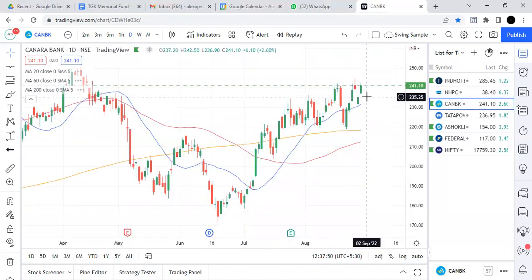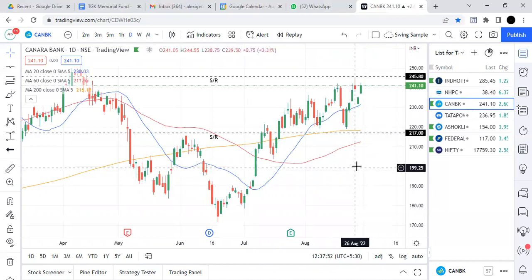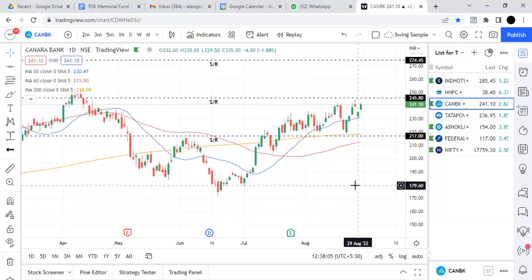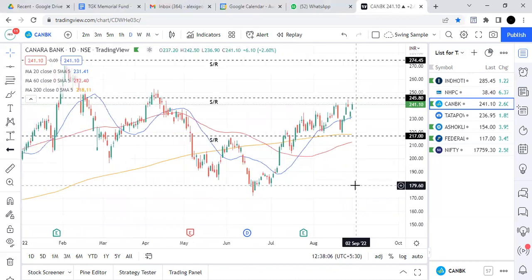The next one is Canara Bank. Again, stock price above the 20 period moving average. The 20 period moving average above the 200 period moving average. The 60 is below that. Not so great, but it still is a good moving stock right now.